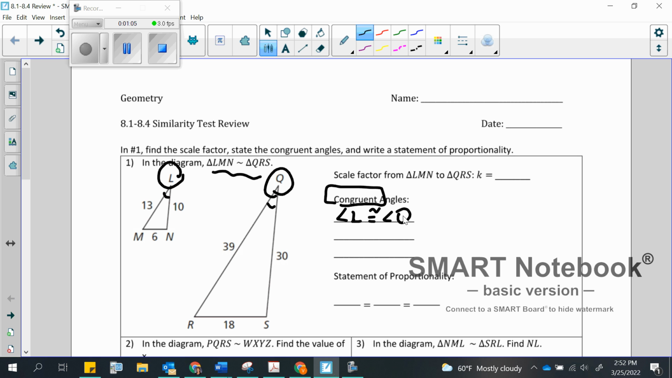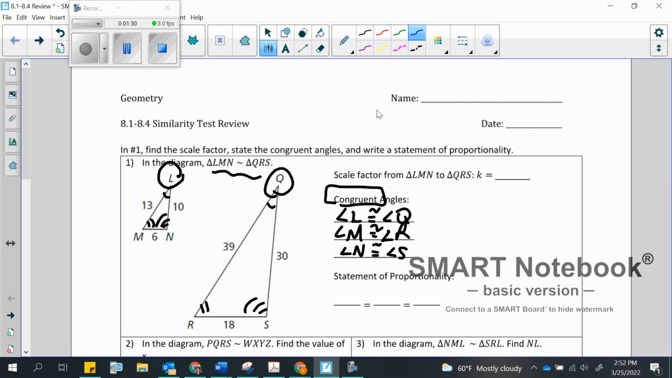Angle L is congruent to angle Q. We also know that M and R are congruent, so angle M is congruent to angle R. And we also know that angle N is congruent to angle S based on the similarity statement. Do not just go the way the angles are facing, or the way the triangles are facing, go by the similarity statement. That will tell you everything you need to know, okay?